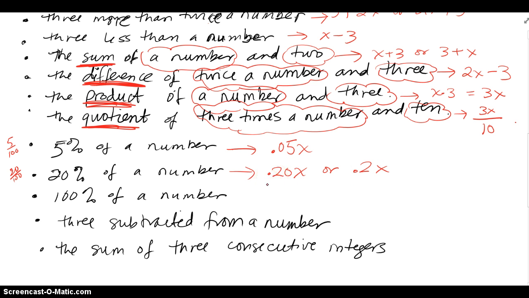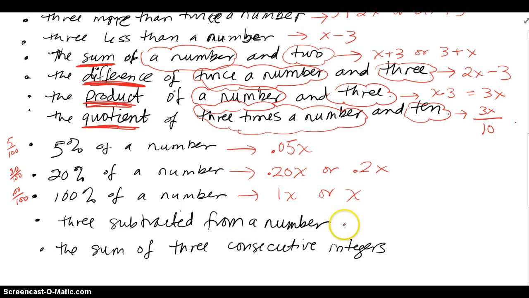So 20% of a number. Next one, 100% of a number. Well, 100% is just 100 over 100, which is just 1. So it's really 1 times x, or just x. That would be 100% of a number, or all of the number in its entirety, which would just be the number itself, x.